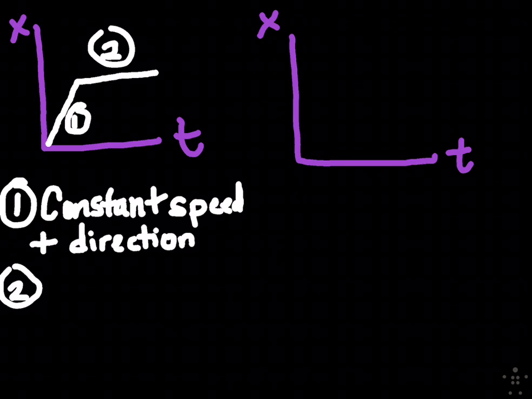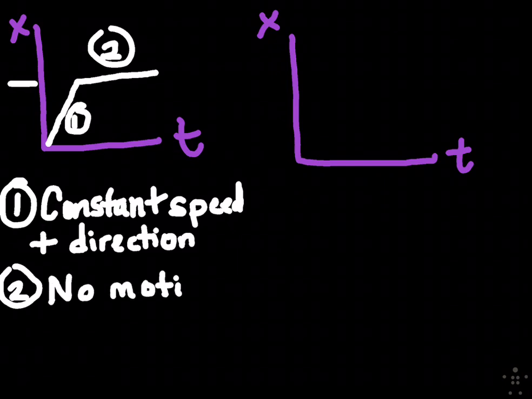Section 2, though, yes, the line is straight, but it's not going away from 0, it's not going towards 0, it is staying at this position right here. And if something stays at a position, that means it's not moving at all. So that flat line, or section 2, means that there is no motion whatsoever. And if you have no motion, the object is stopped, which means it's not moving in any direction. So no motion is all we have to put.